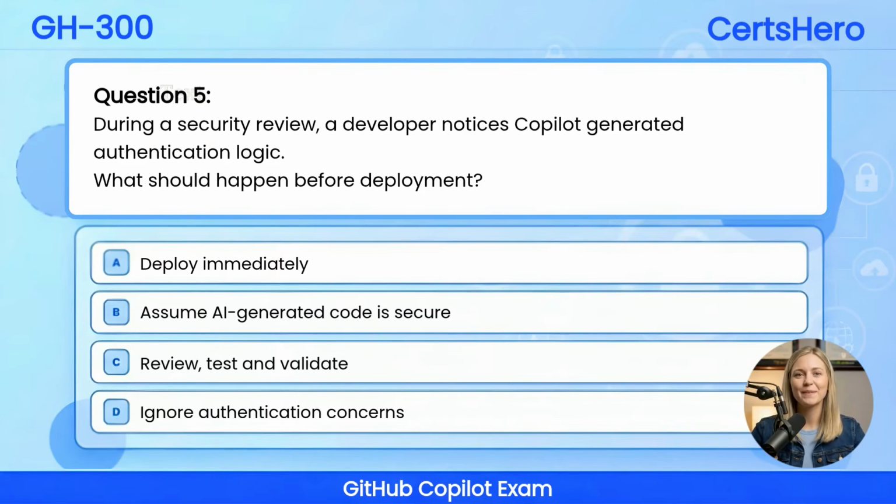Question 5. During a security review, a developer notices Copilot-generated authentication logic. What should happen before deployment? A. Deploy immediately. B. Assume AI-generated code is secure. C. Review, test, and validate. D. Ignore authentication concerns. Pause for 5 seconds and choose the correct answer.